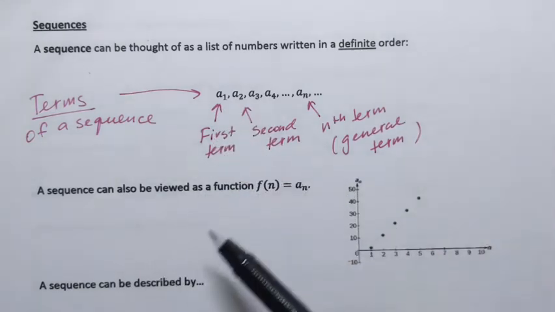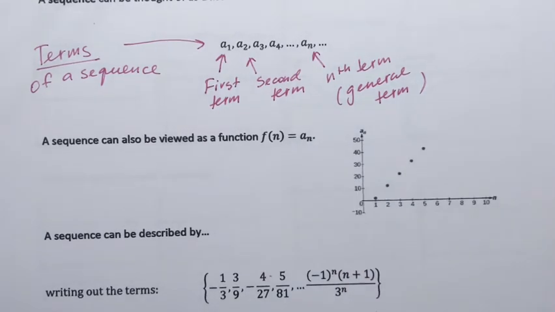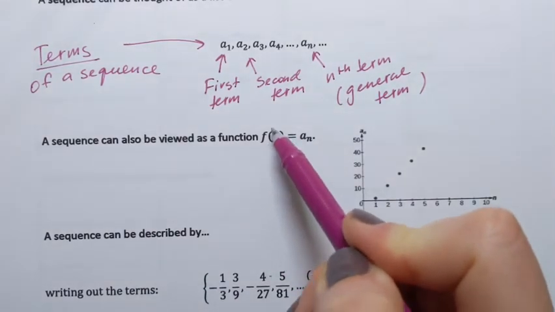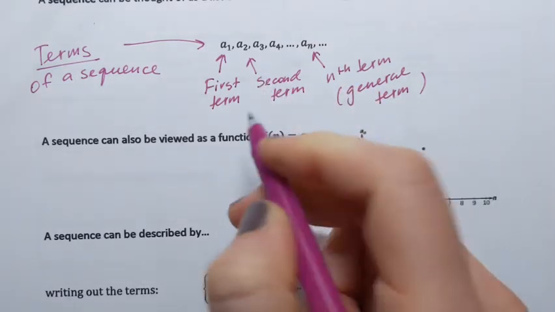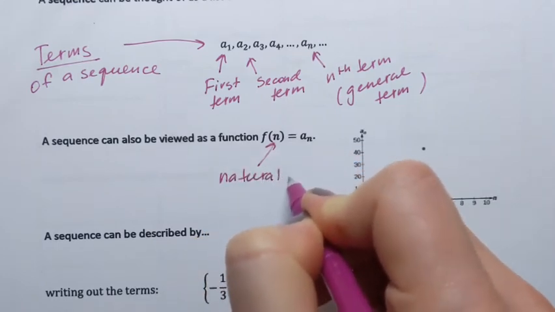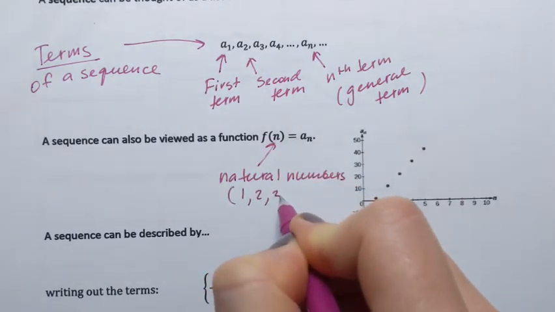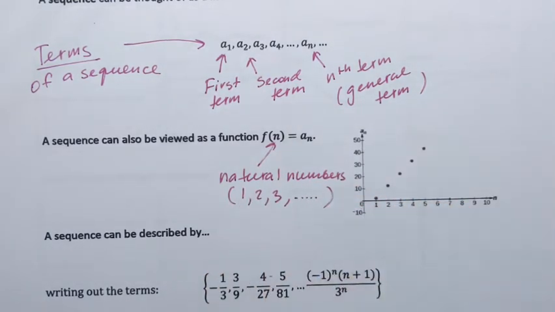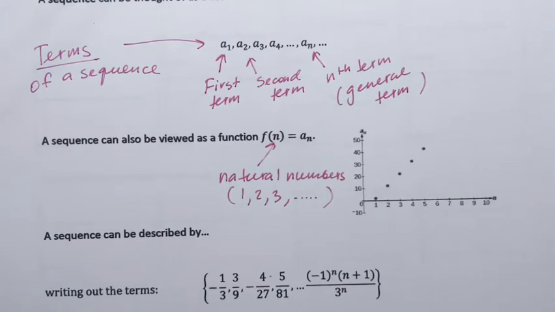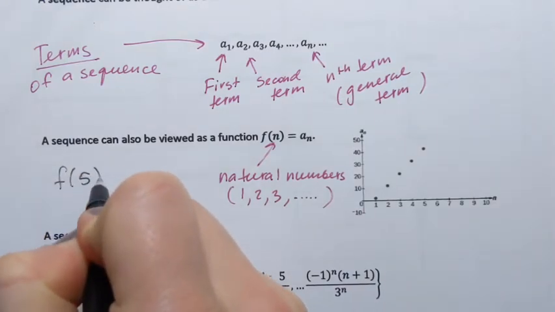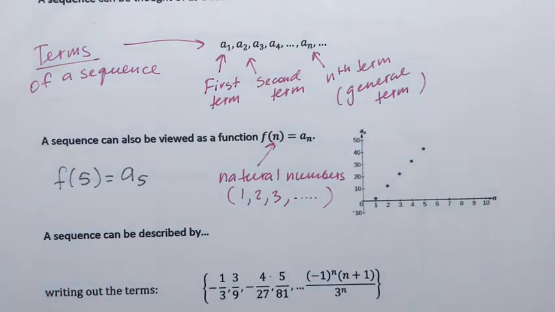Well, a sequence can also be viewed as a function, and that's how it's going to be written: f of n equals a sub n. So for this function, all the inputs, or I can also say values of the independent variable, are natural numbers. Natural numbers, so these are numbers 1, 2, 3, 4, and so on and so forth, right? And the outputs are terms of the sequence. So for example, f of 5 equals the fifth term of that sequence, whatever it is.